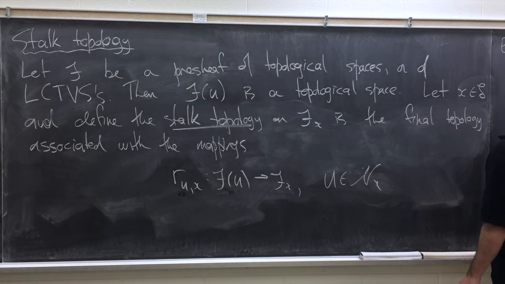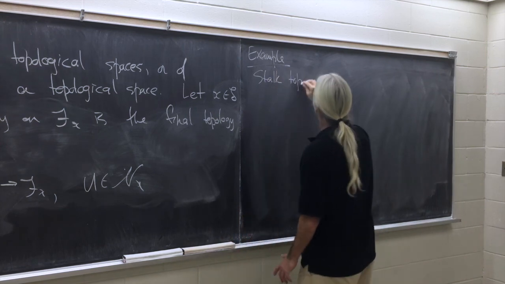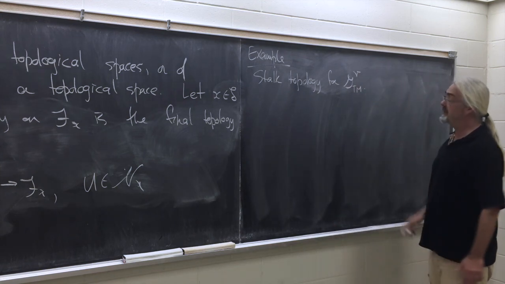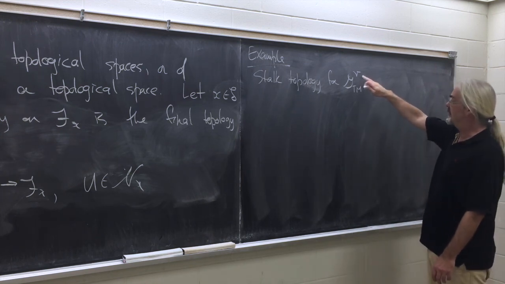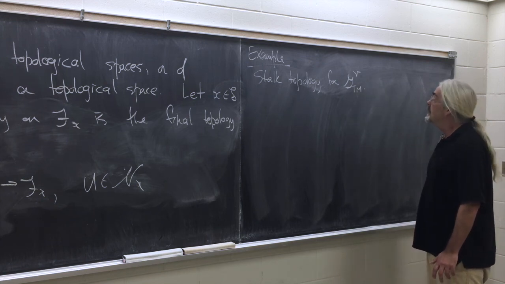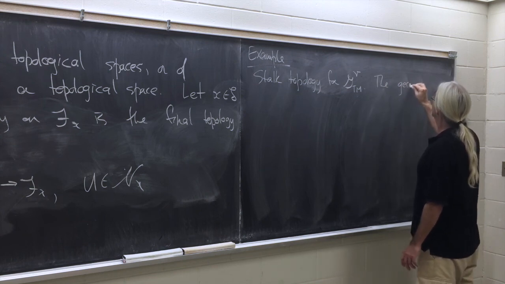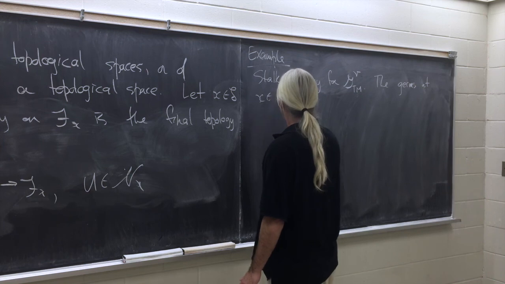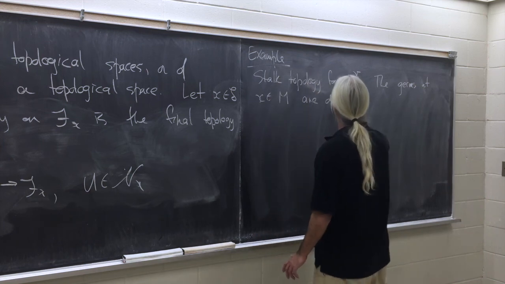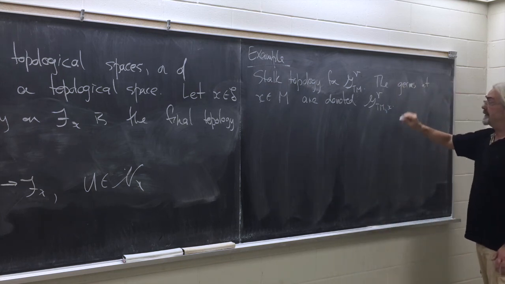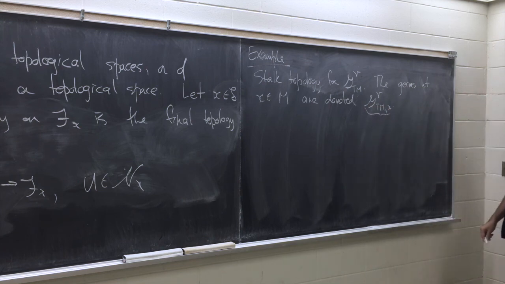So let me say a few words about the stalk topology on this sheaf. Remember, this was the sheaf of C^ν sections of the tangent bundle, so the sheaf of C^ν vector fields. You then have the germs at x in M, denoted G^ν(TM)_x, like that. By this construction, you have the stalk topology on that vector space, the vector space of germs of C^ν vector fields.